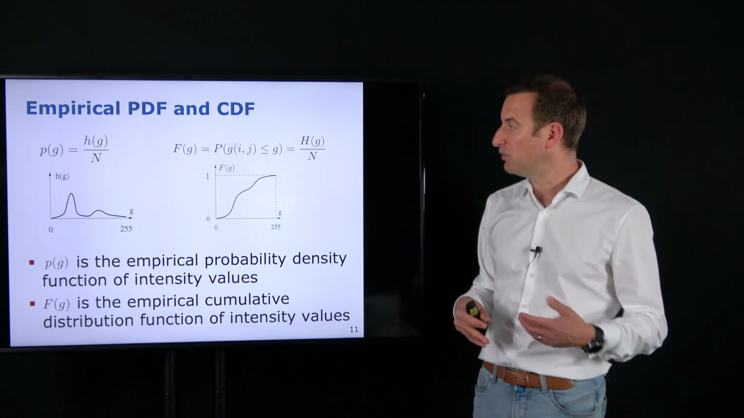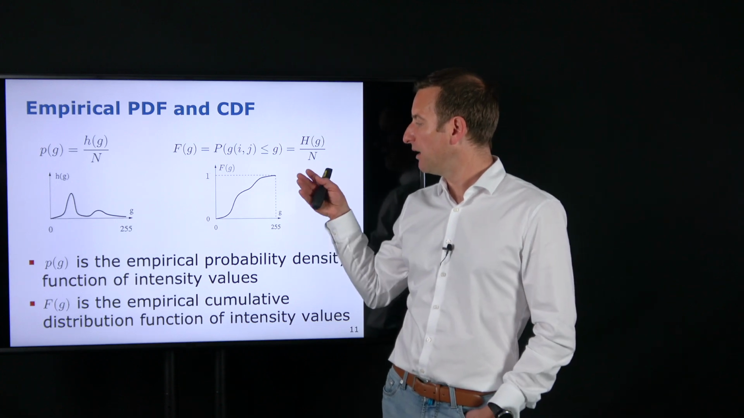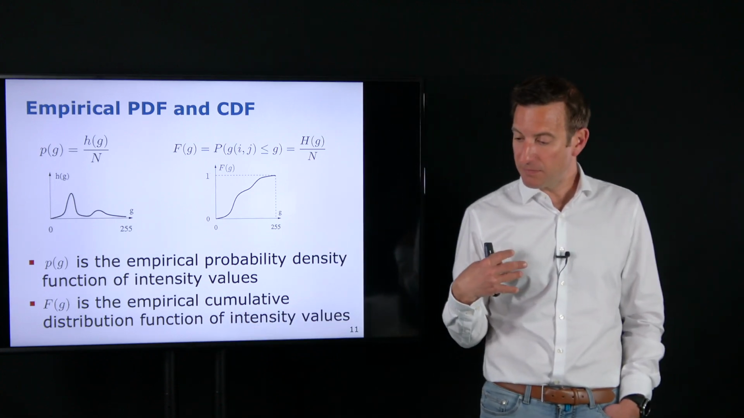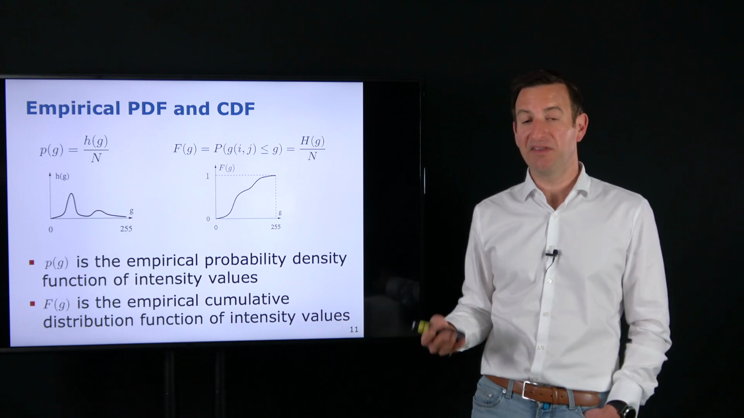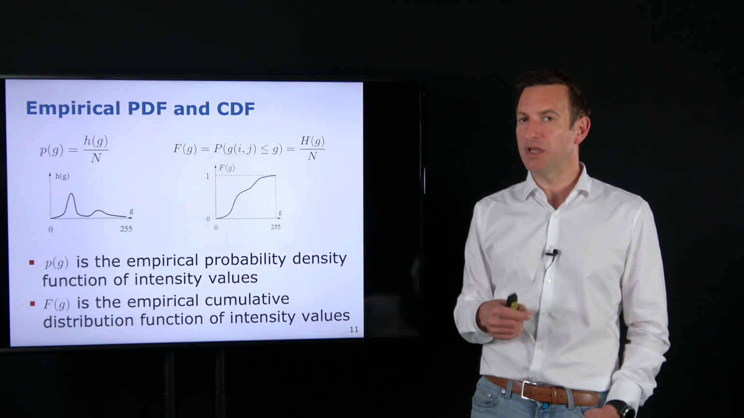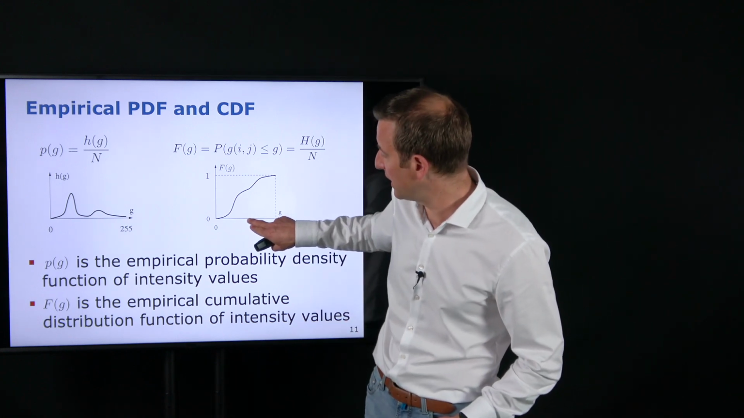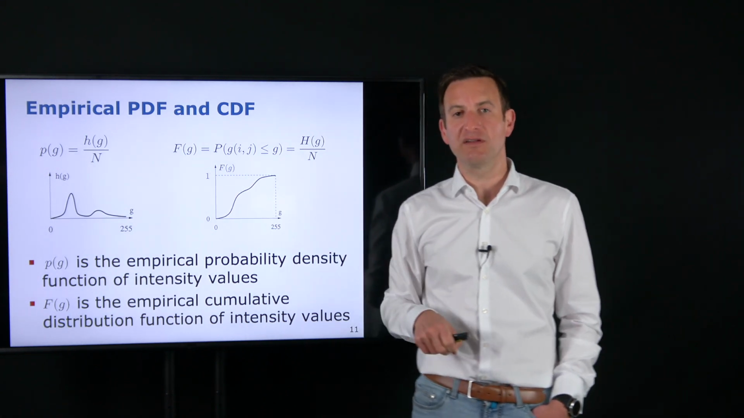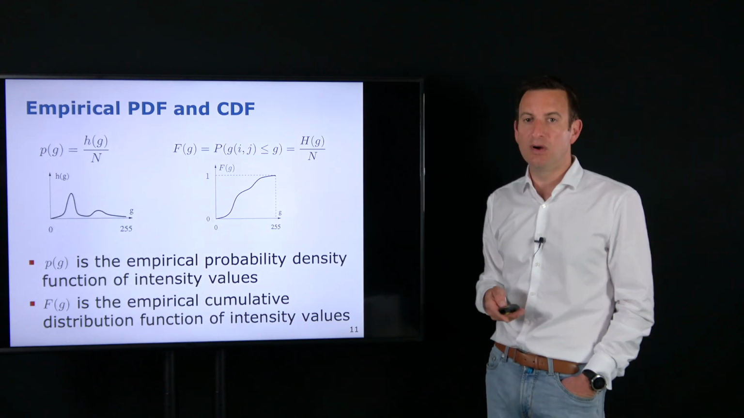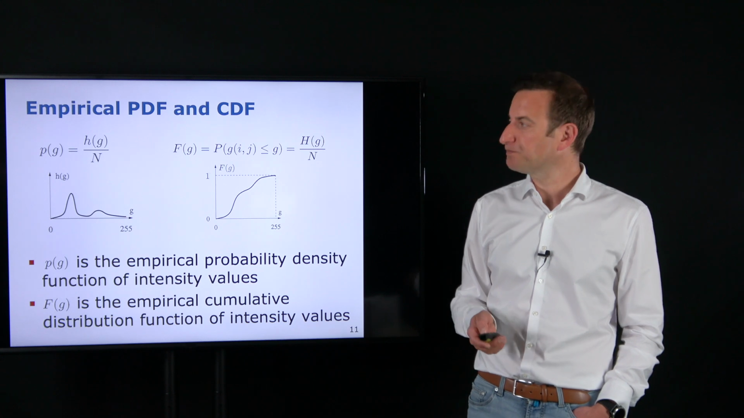And so I can compute, for example, if I draw a random pixel from my image, what's the probability that this pixel has a value smaller or equal to 128? Then I would go to 128 here, and in this case, the probability would be something around 60% in this example. And that's what I can do with this CDF function over here of my intensity values.